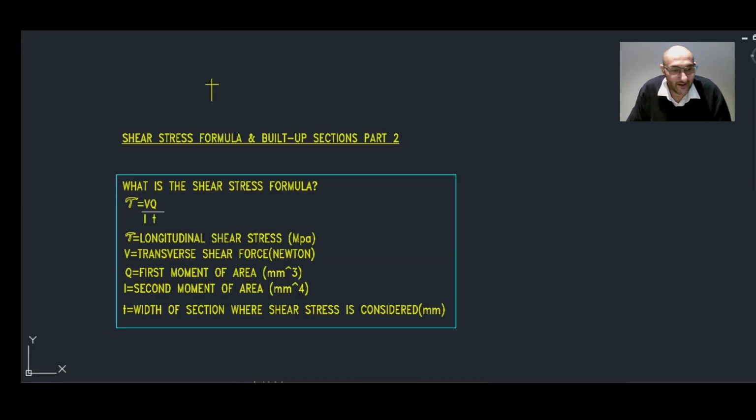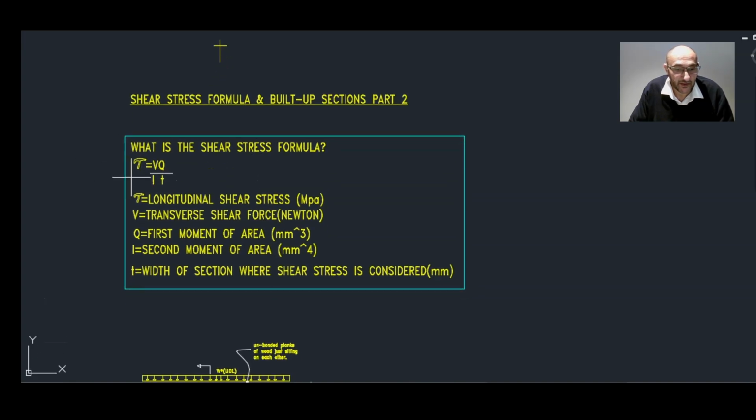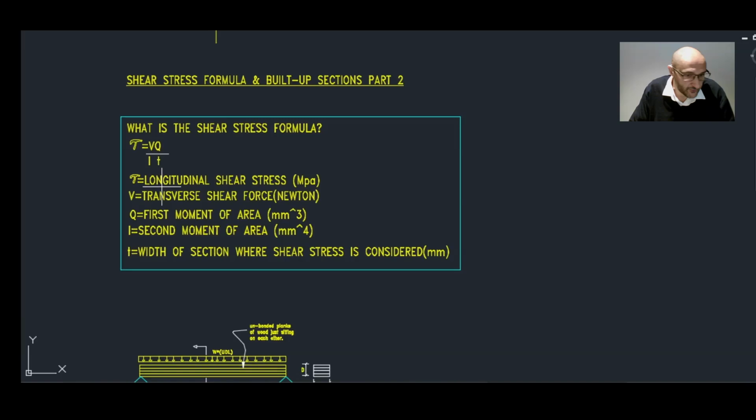Welcome back, and I hope that you're coming from part one of this series. We've covered an introduction of the shear stress formula and showed some real life examples. We've run through some examples of dealing with built-up sections, or as some may call it, built-up members.